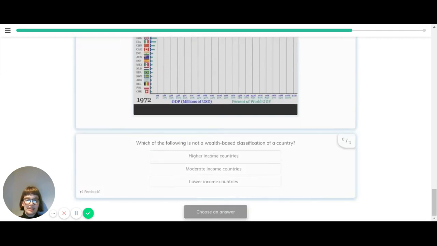Which of the following is not a wealth-based classification of country? Higher income countries, moderate income countries, or lower income countries? The correct answer is moderate income countries.